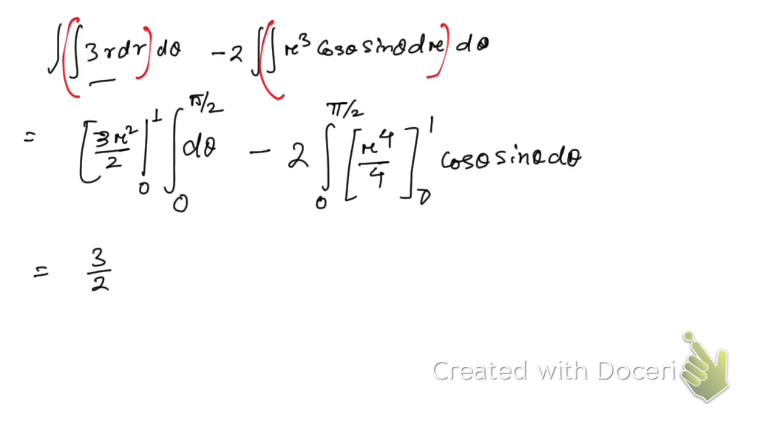Then integration of d theta is theta, so 0 to pi by 2, then minus. So here let's put the upper and lower limit. Then what you're gonna get, you're gonna get 1 by 4.